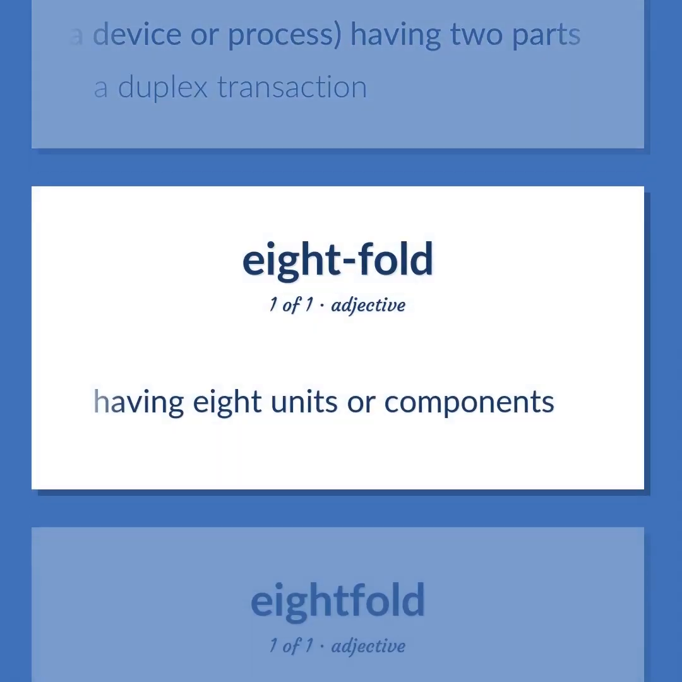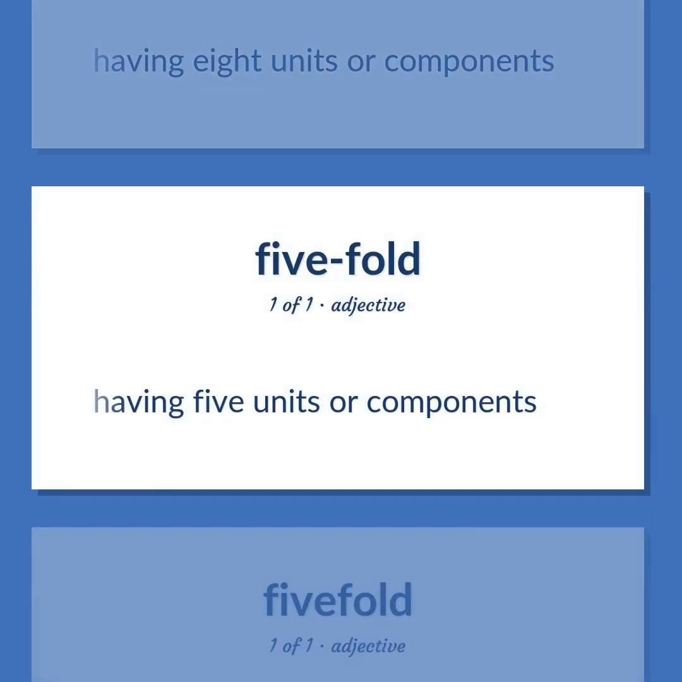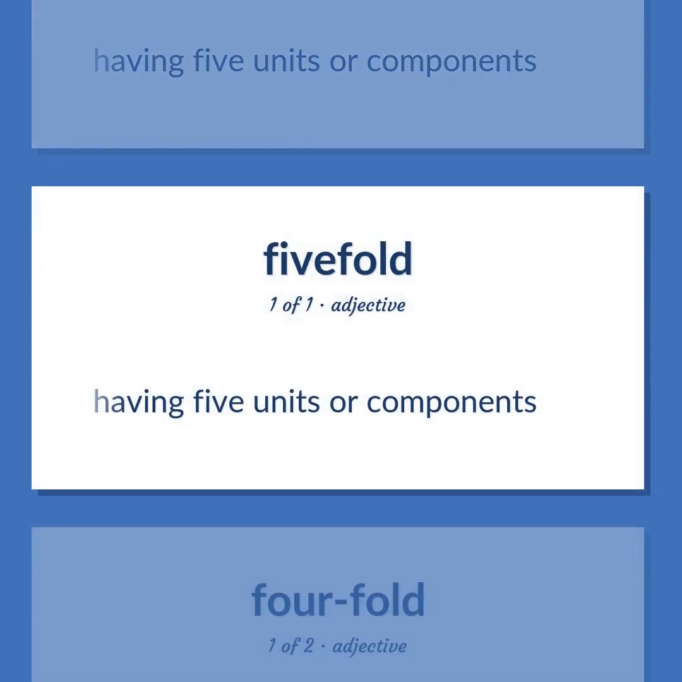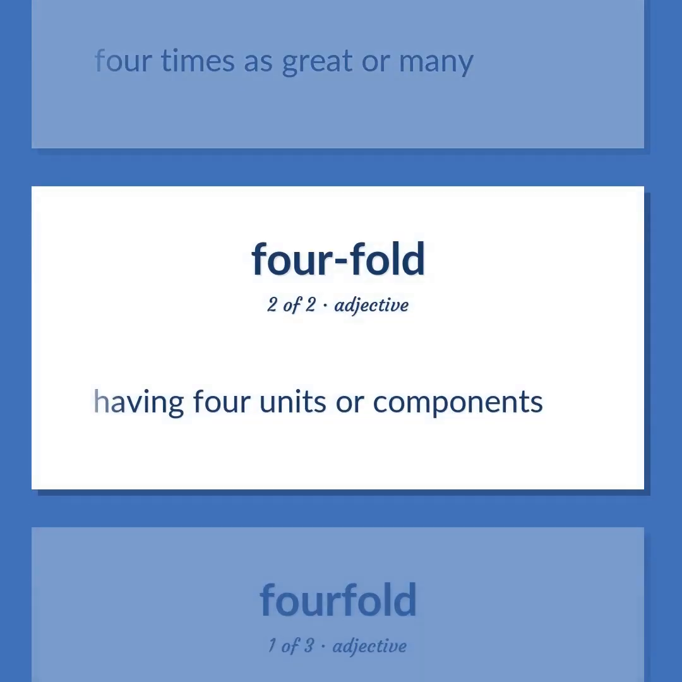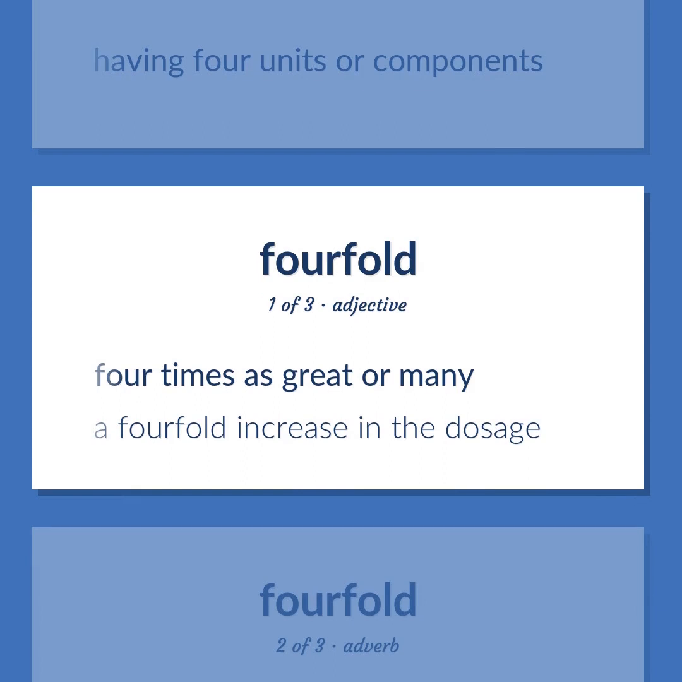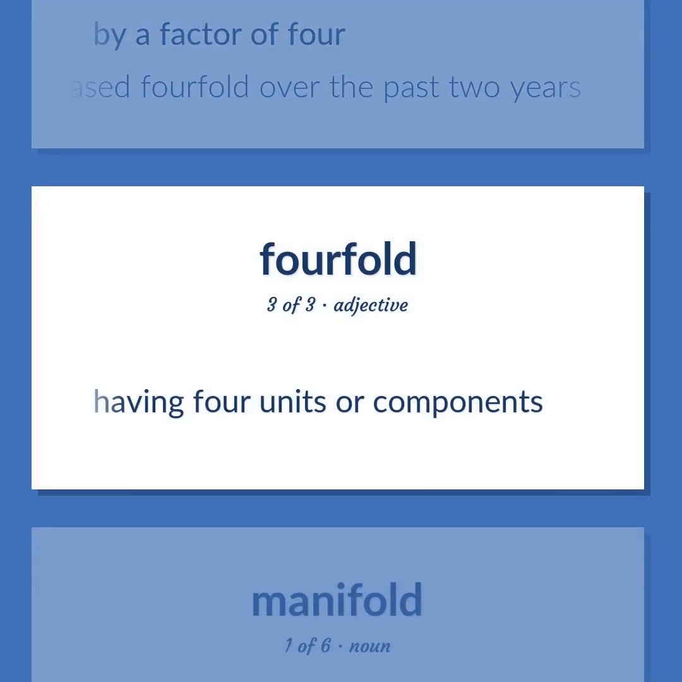Having 8 units or components. Having 5 units or components. 4 times as great or many. Having 4 units or components. 4 times as great or many. A fourfold increase in the dosage. By a factor of 4. The price of gasoline has increased fourfold over the past 2 years. Having 4 units or components.